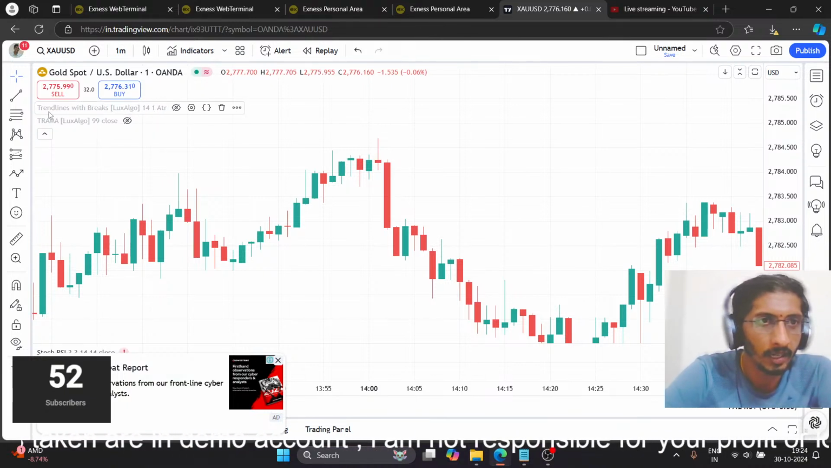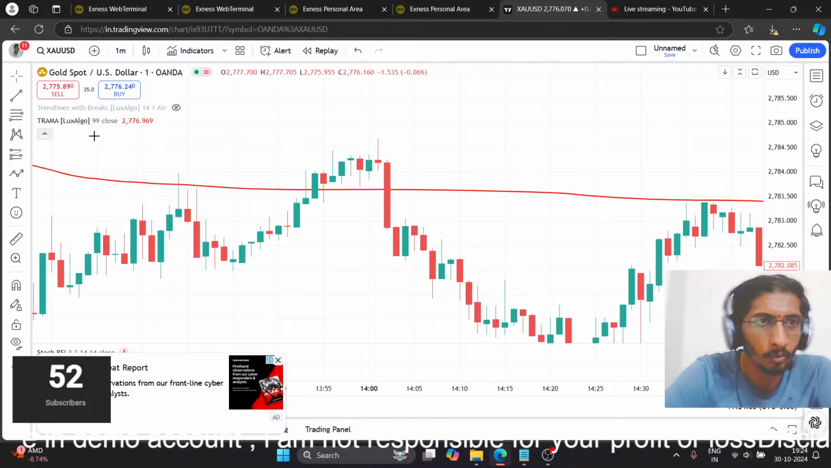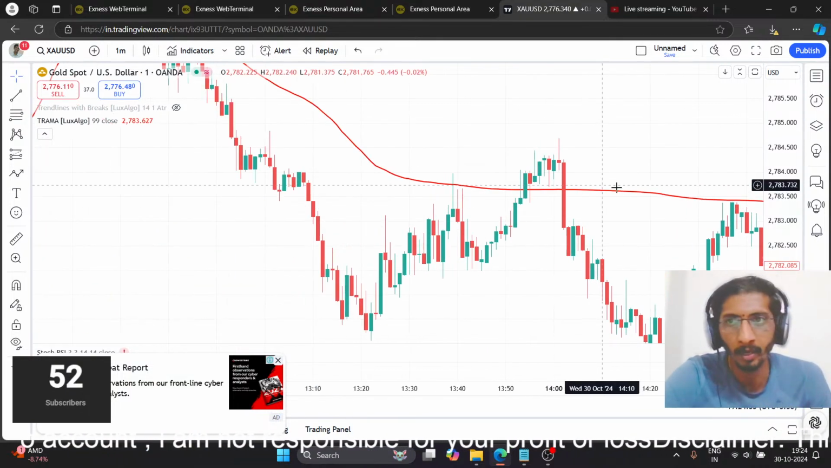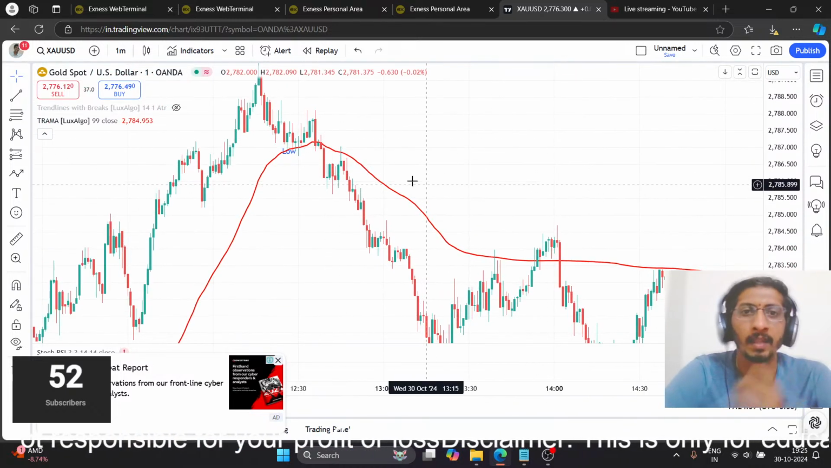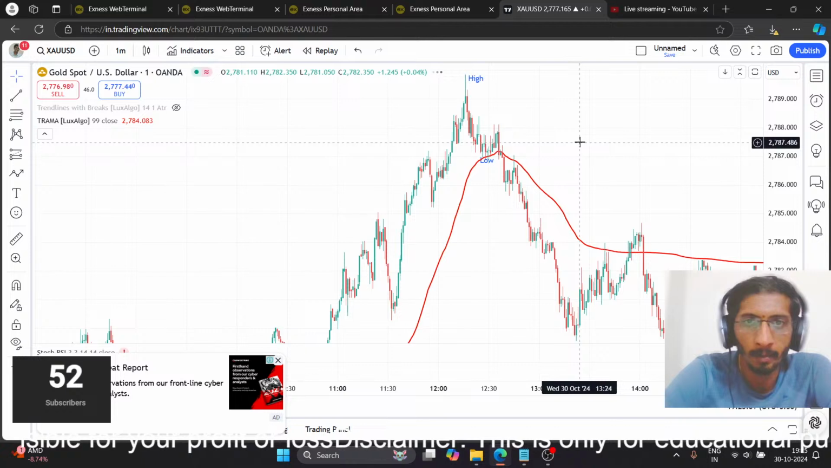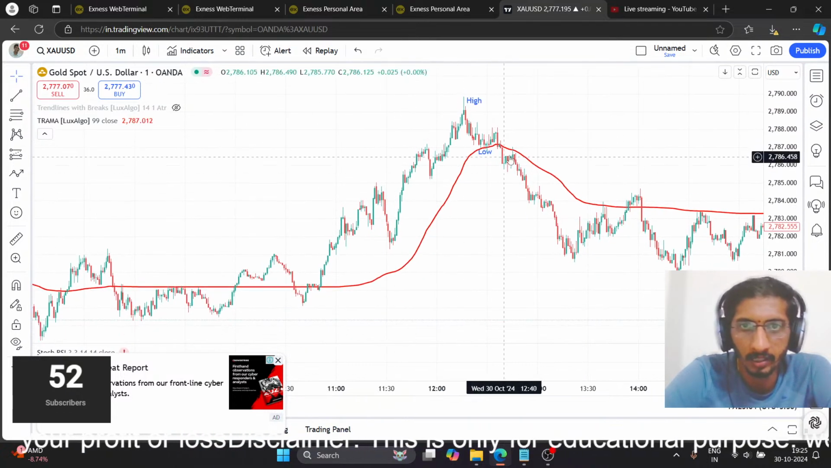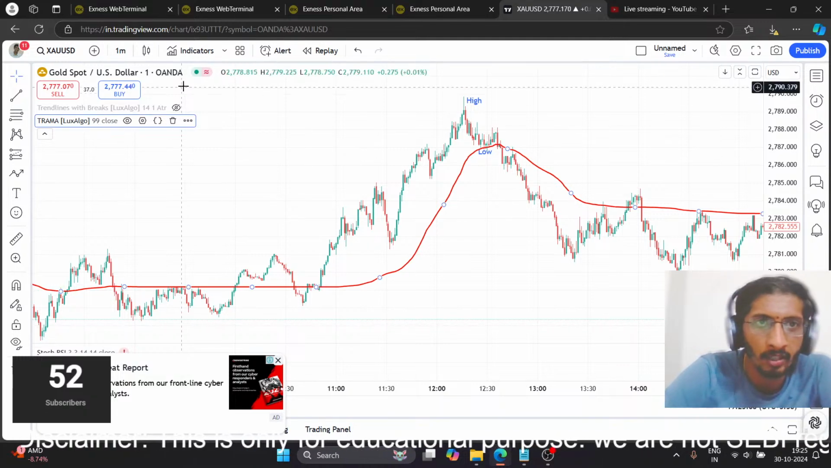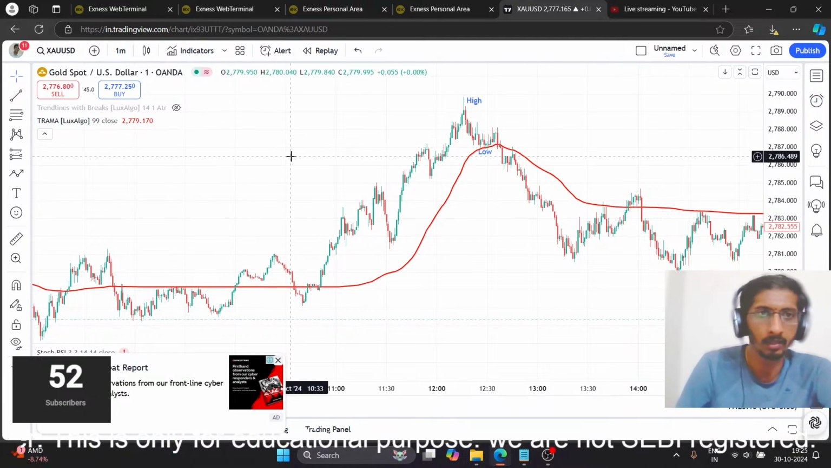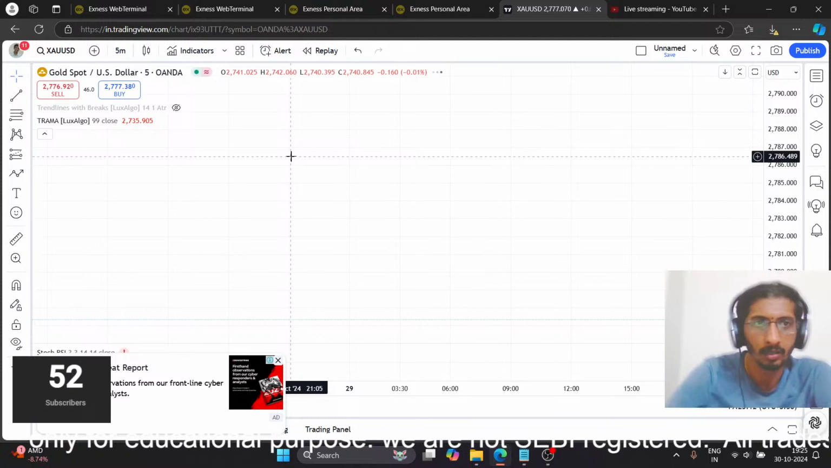So if you see this moving average, this is very important because whenever the market is going up and it has broken this moving average, I have kept 99, so it will take a moving average of too many candles.